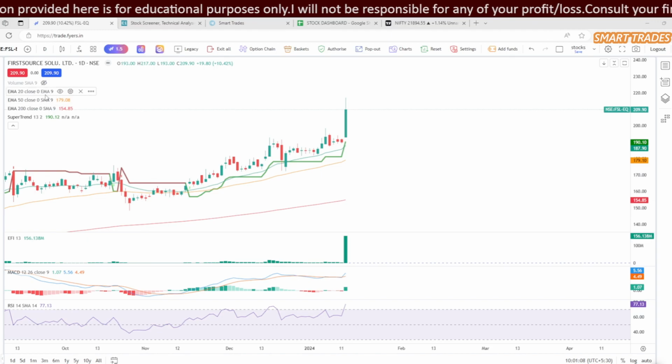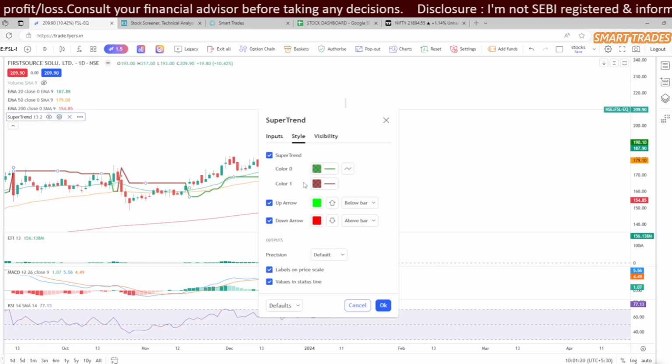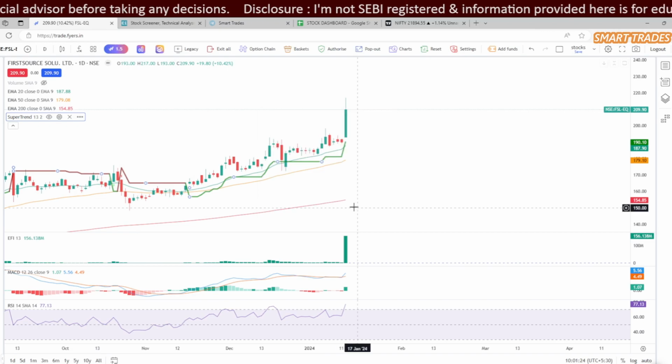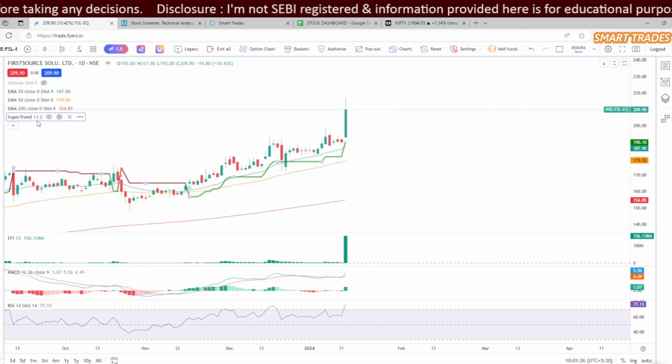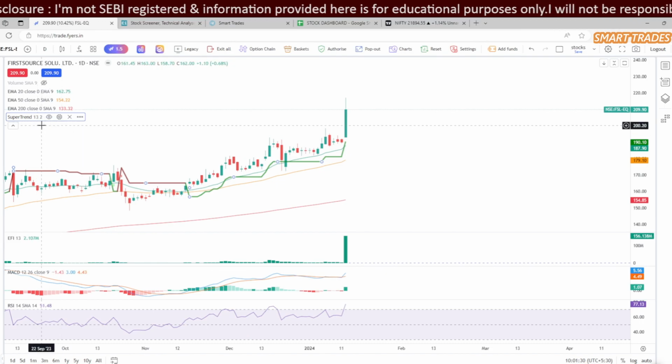You can see I have applied the 20 EMA, 50 EMA and 200 EMA. These are the EMAs which we have used. The next one is the Supertrend. I have used the default values only, 13 and 2. If it is not the same in your chart, you can modify it to 13 and 2.